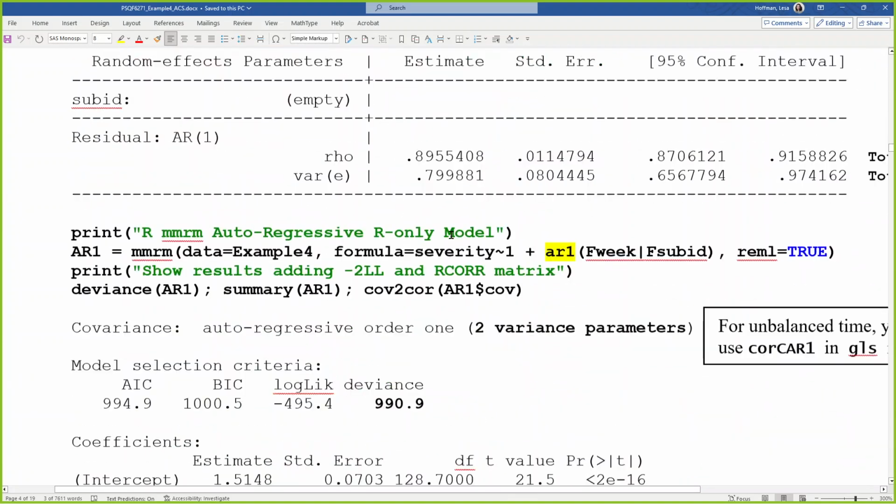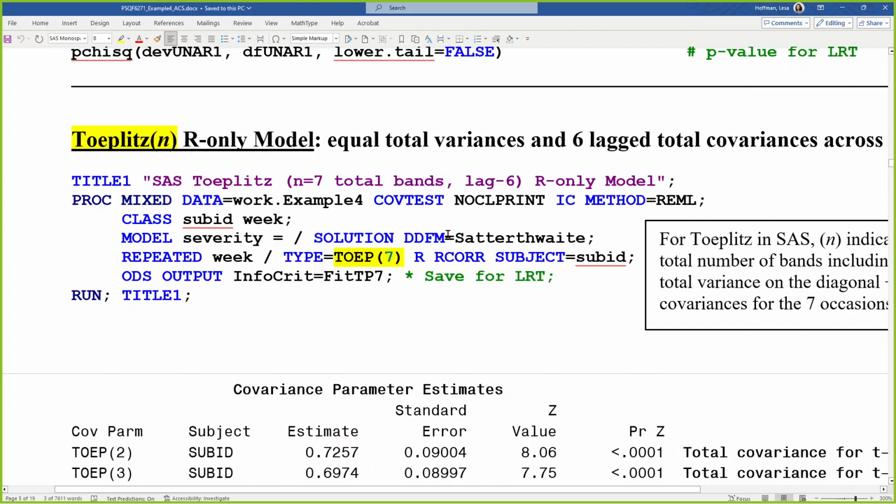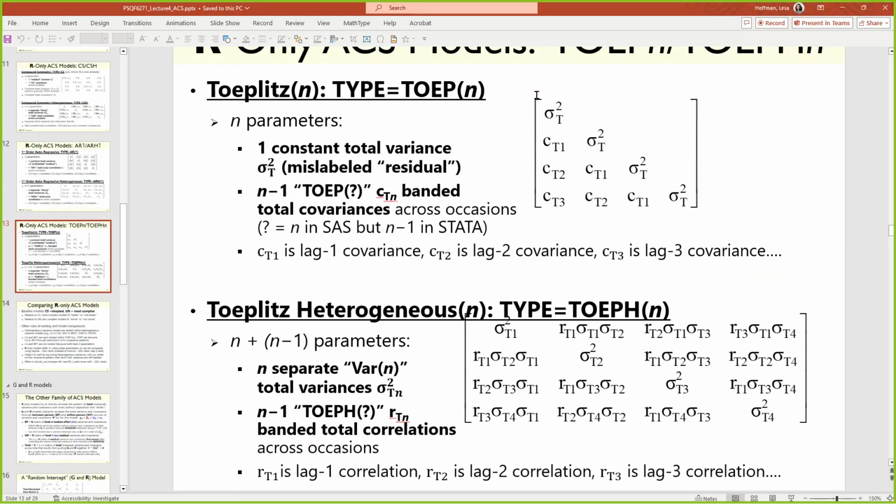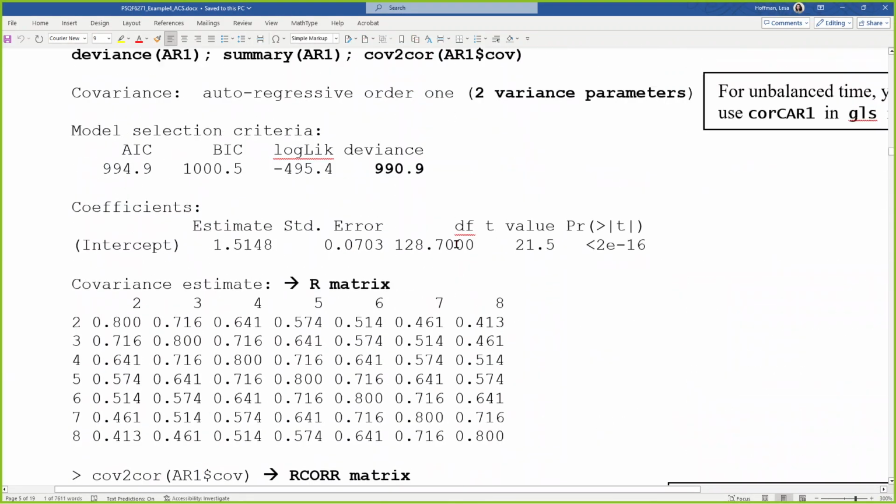Toeplitz was the last one we landed on. This one gets named differently across programs. So SAS counts the entire matrix. That's why it's 7, because Toeplitz has, let me go back to the slide about this. The first parameter is the diagonal for the variances, and then it would have lagged correlations for 1, 2, 3, all the way in. Question, the AR model is significant, and so it made the model worse. Yes, let me go back to that for 1 second.